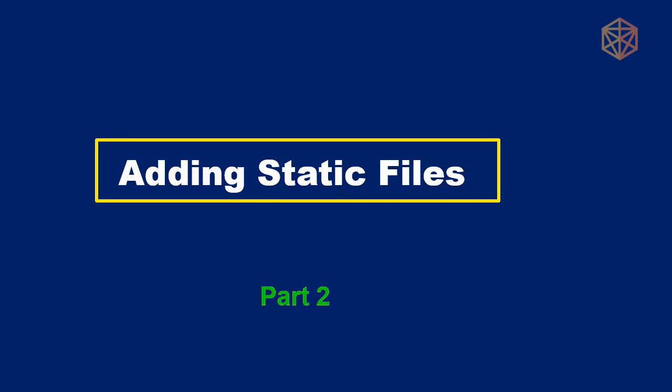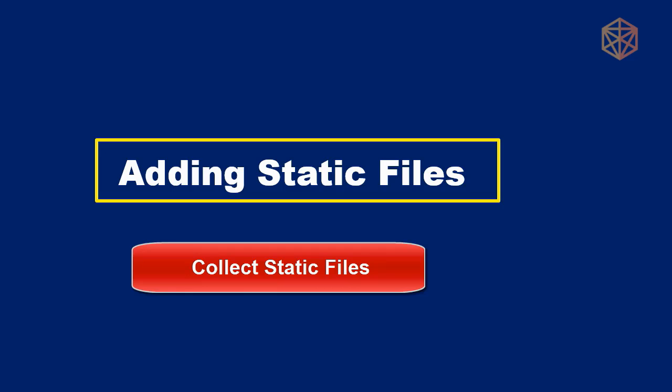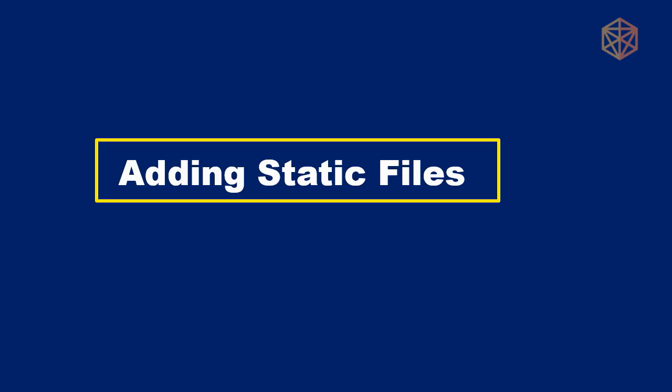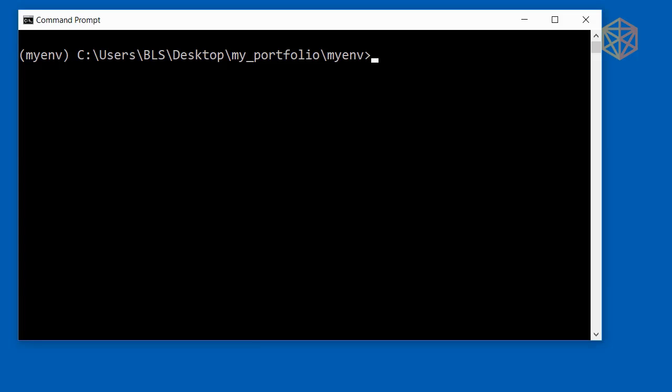Hello and welcome to part 2 of adding static files. What we need to do in this part is collect the static files, and Django has a special management command that can be used to collect static files. You can have static files in a bunch of different applications, and what this command will do is bring all the static files together. It will search the entire Django project, and anywhere it finds a folder with the word static, it will bring them all together in a central location.